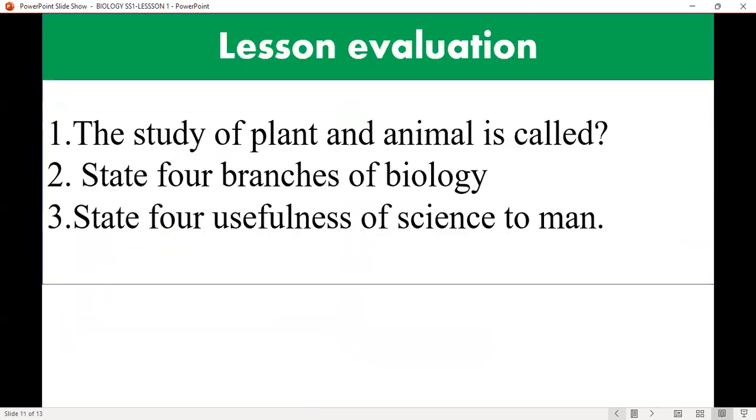Lesson evaluations. You need to understand this, to know whether you understand this topic. The study of plants and animals is called what? State 4 branches of biology. State 4 usefulness of science to man.